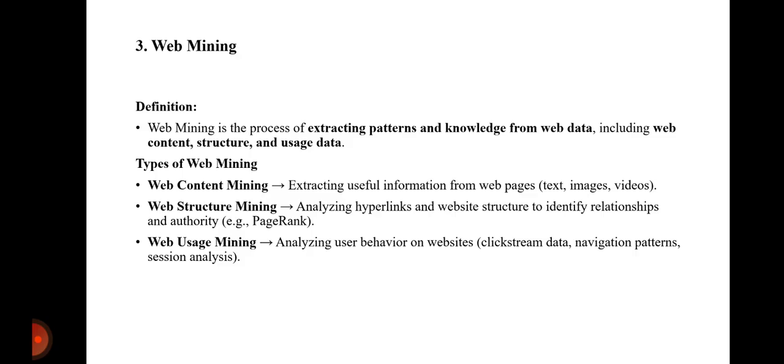Web mining is the application of data mining techniques to extract useful information and knowledge from the World Wide Web, categorizing into web content mining, web structure mining, and web usage mining. It helps in understanding trends, user behavior, and site navigation, enabling personalized recommendations, market research, and improved website design.